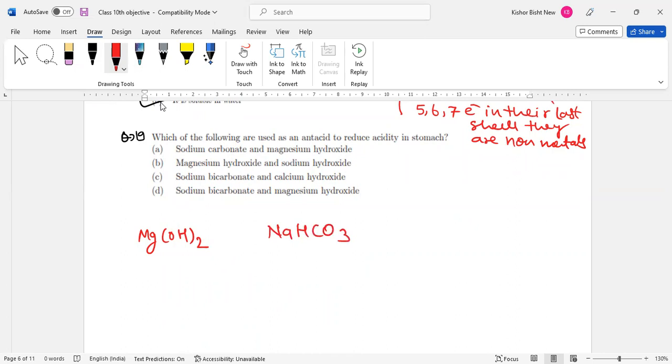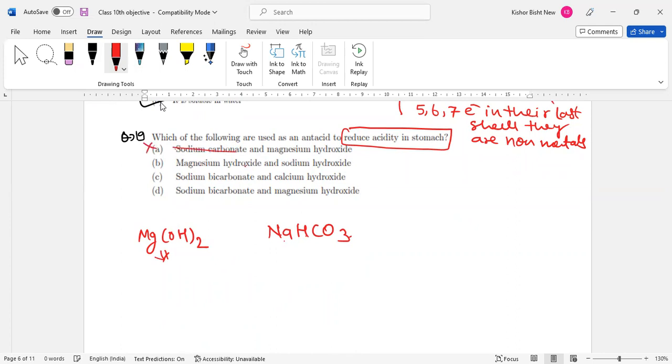What do you mean by the antacid? So what is the antacid? Antacid reduces acidity of the stomach. Second point, what are the examples? Mg(OH)2, magnesium hydroxide, and sodium bicarbonate. Yeah, you can say sodium hydrogen carbonate. So first one is sodium carbonate. No, this is the wrong answer.